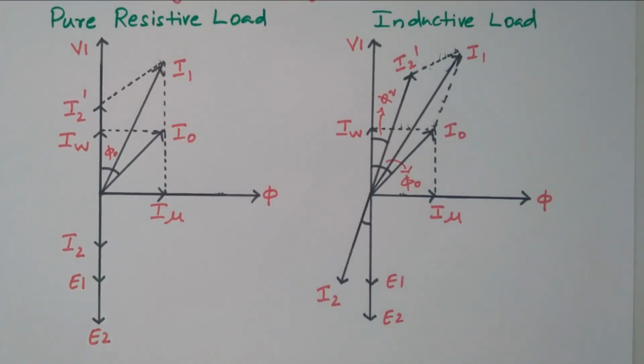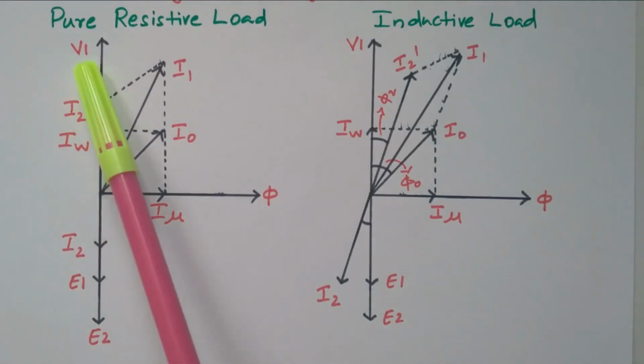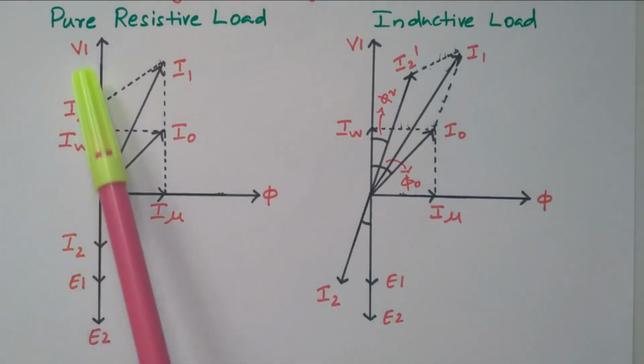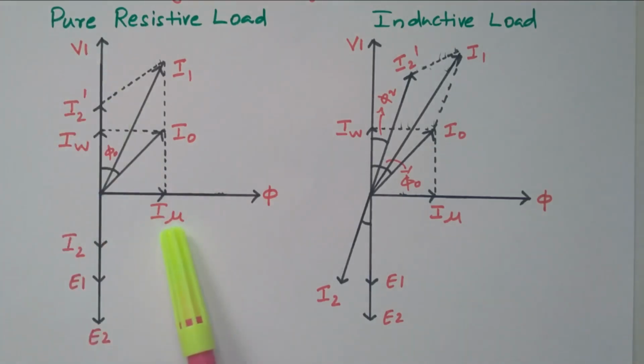Right. So I will explain again. We are taking V1, the primary applied voltage, as the reference. Under the no load condition, we have I0, the no load current, that has two components, the working component and the magnetizing component. The working component is in phase with the voltage, but the magnetizing component is 90 degrees out of phase. This component is responsible for producing the flux. Both are in phase, so the vector sum of these two is I0. When the transformer is loaded, this I2 current flows through the secondary winding.